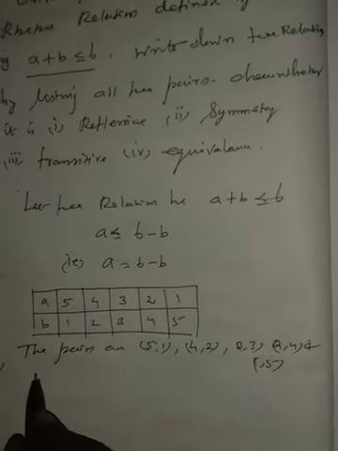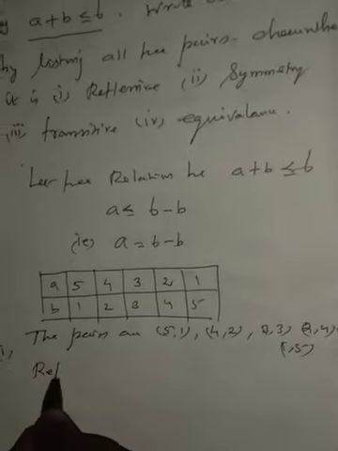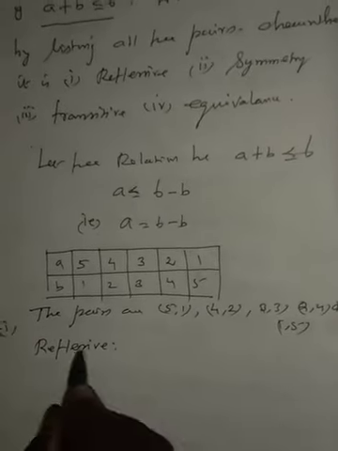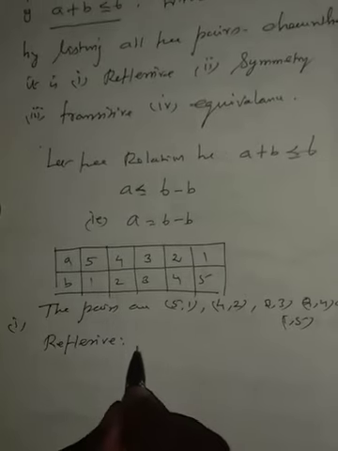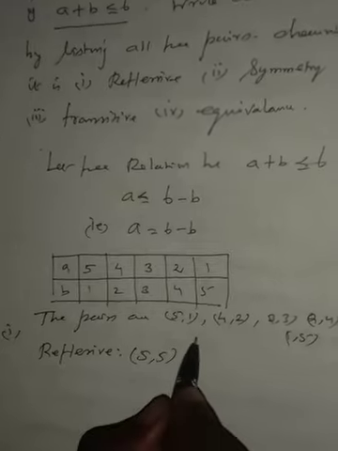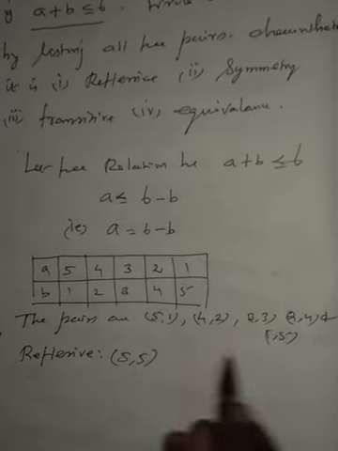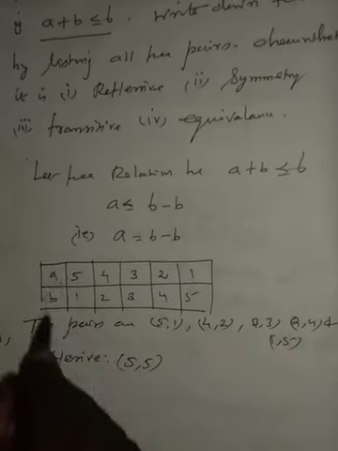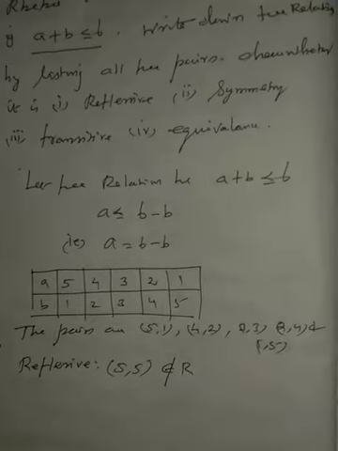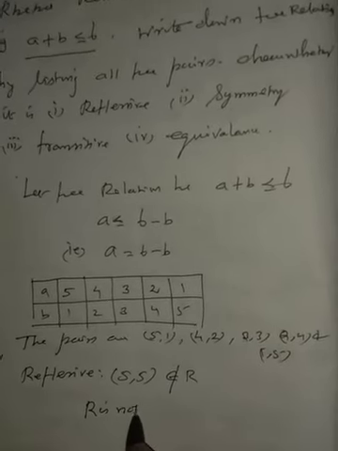Number 1, reflexive. If 5, 5 belongs to R, then it is reflexive. But in this case, the first pair is 5, 1. Therefore 5, 5 does not belong to R. So R is not reflexive.